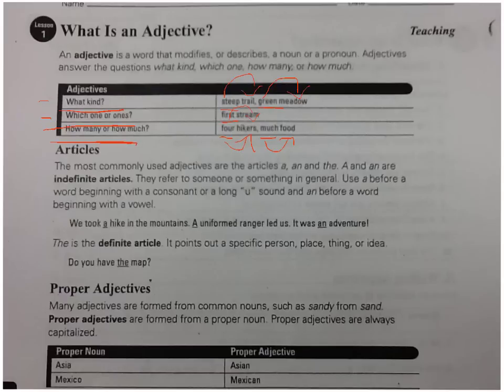Another type of adjective that is often easy to forget are the articles. Articles are the words a, an, and the. These are always adjectives, as in a hike, a is modifying hike, the is modifying map. So whenever the instructions say for you to include the articles when you're identifying adjectives, make sure you identify all the words a, an, and the.